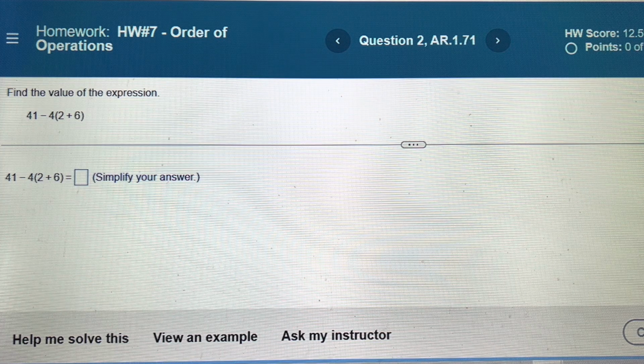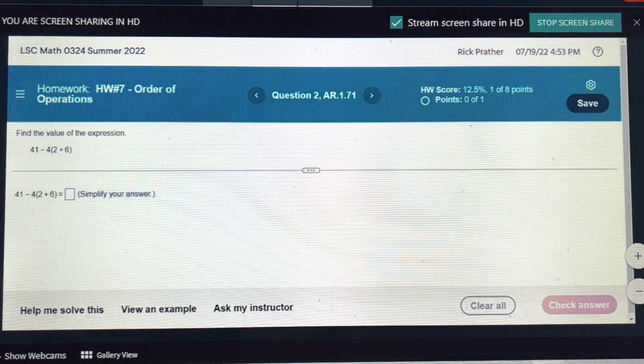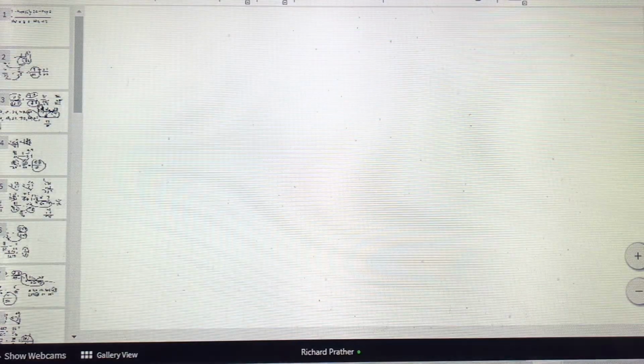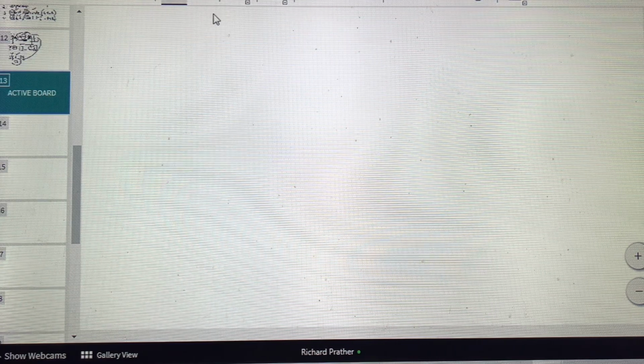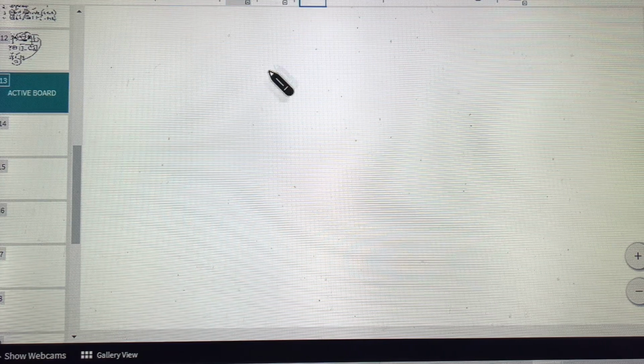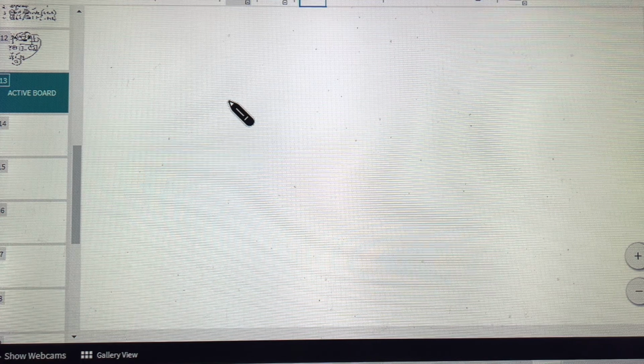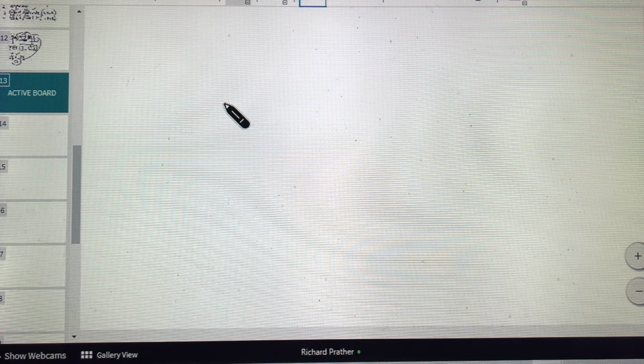Okay, number 2, we got a parenthesis here. So while I'm writing this one down, here comes your 4th letter today. There's 6 total letters. Today's 4th letter is K. K as in koala bear.